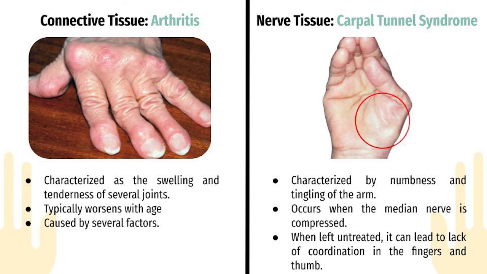The next two diseases are probably ones you have heard of before. Arthritis is a disease involving the connective tissues. It is characterized as a swelling and tenderness of several joints. The condition typically worsens with age and is caused by multiple factors, including genetics, physical health, and injury, to name a few. Lastly, carpal tunnel syndrome is a disease associated with the median nerve.